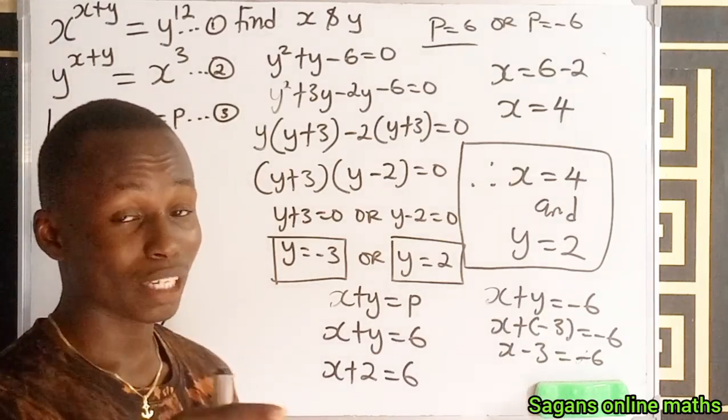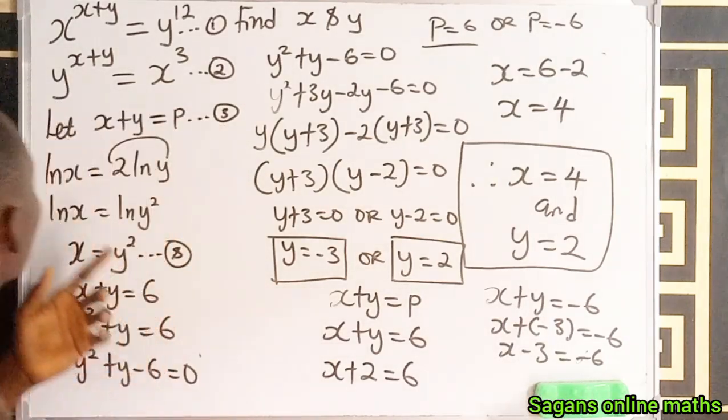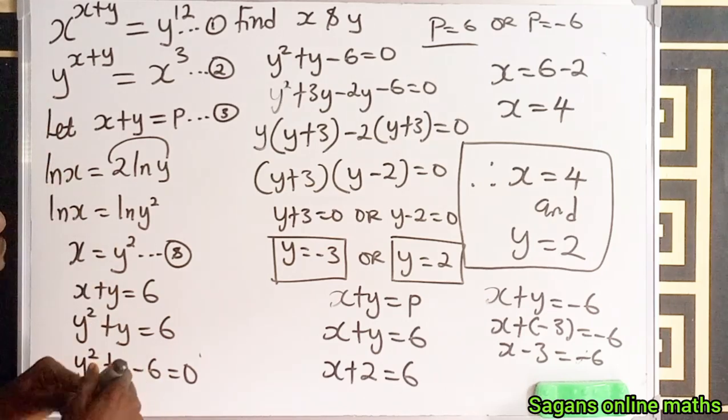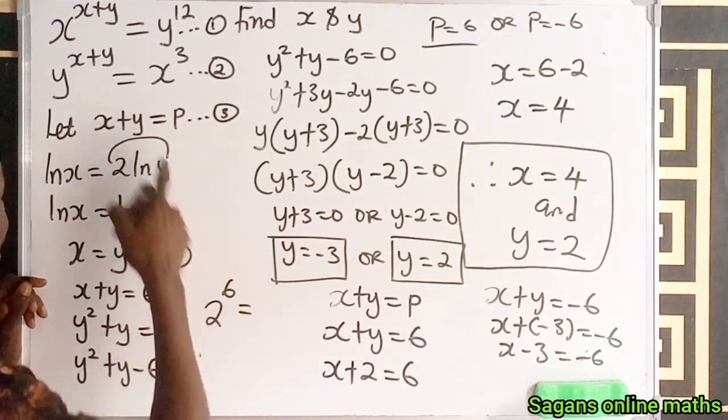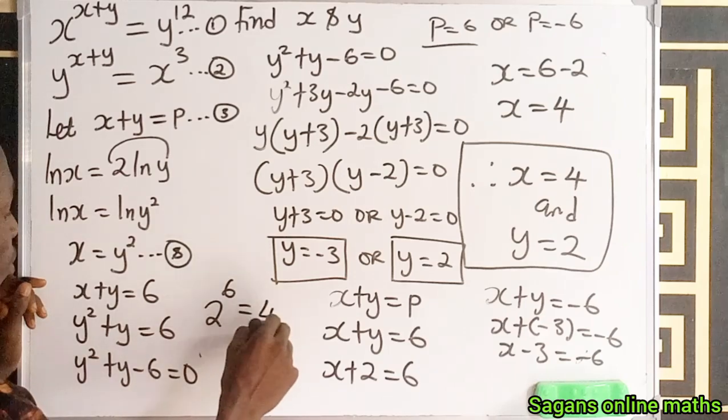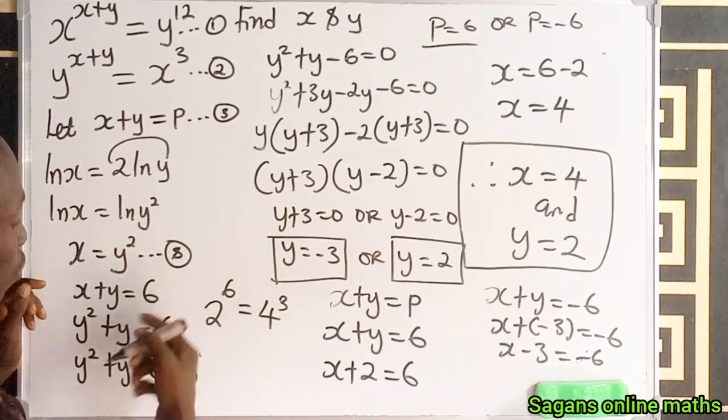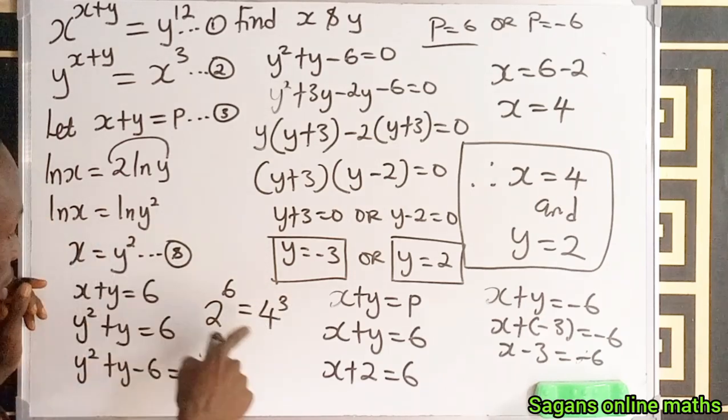I know you'll be wondering, what about equation 2? We can also do it. Now y is 2, so you have 2 to the power of 6 equals x, which is 4, to the power of 3. Now do you know I can do something very amazing here?